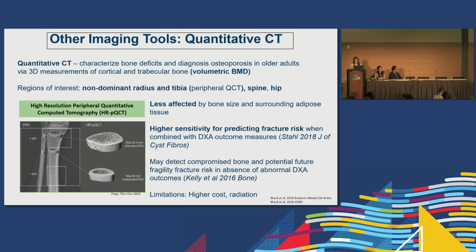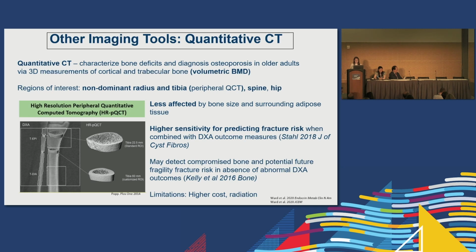Quantitative CT is another more research-based imaging tool that we use in bone health, and this gives us 3D measurements of actual volumetric bone mineral density. You can either image the non-dominant radius and tibia, that's your peripheral QCT, or the spine and hip, which is more central. It's less affected by bone size or surrounding adipose tissue. And there have been studies in individuals with CF looking at this imaging tool.